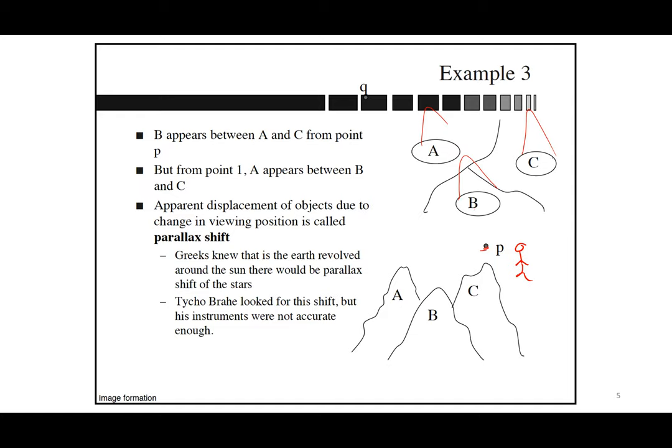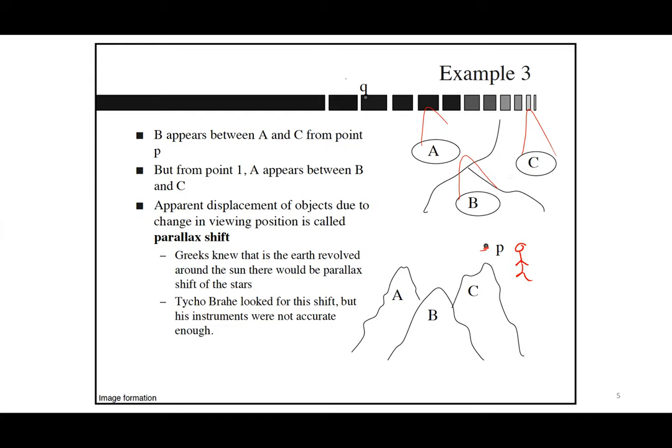Now assume that there is another person standing here, who would say that B is in the middle of A and C. But in practice, if you see from the top, then B is not at all in between A and C. There is nothing in between A and C, nothing in between B and C, and nothing in between A and B. That's another perspective.